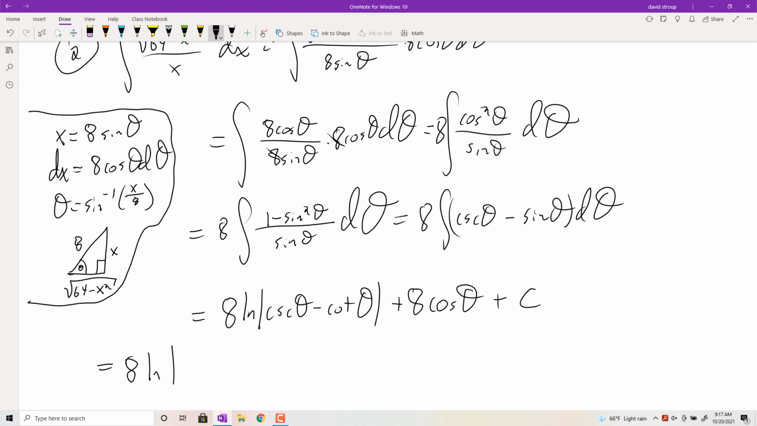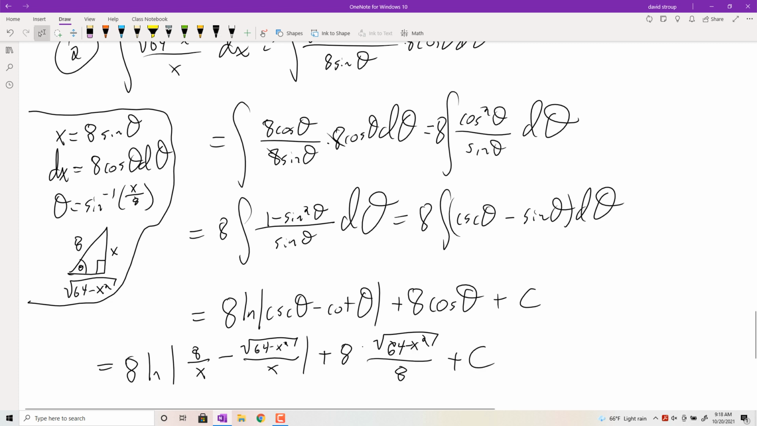So cosecant, remember, is 1 over sine, so that's going to be hypotenuse over opposite from the triangle. Okay. Cotan is going to be then adjacent over opposite. So you have to know all those kind of quotient identities for triangles and trig functions. And then plus 8 cosine of theta is going to be adjacent over hypotenuse. So square root of 64 minus x squared all over 8.